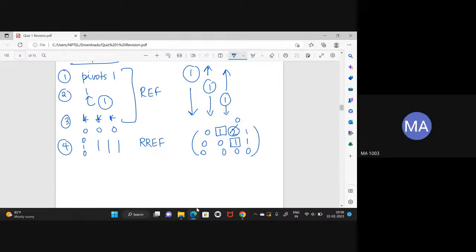Columns which do not contain any pivots are independent variables. This is an independent variable. This is an independent variable. These two contain pivots, so these will be dependent variables. Count of pivots is also rank, right, ma'am? Yeah. The number of pivots is equal to the rank.